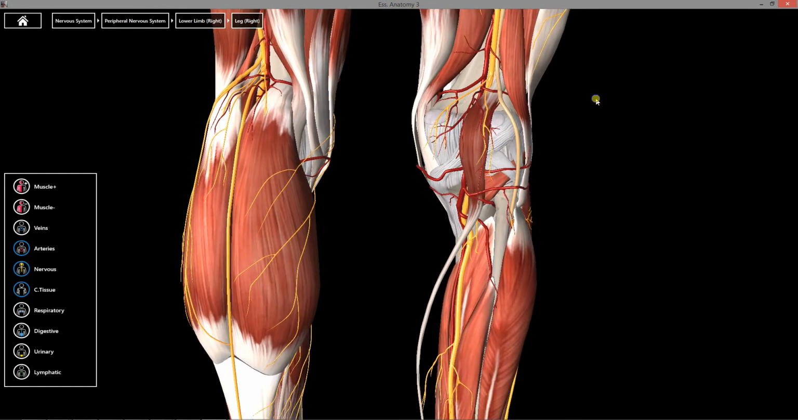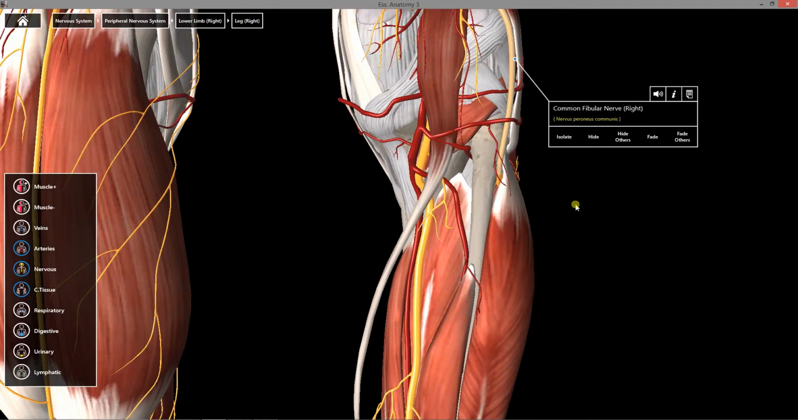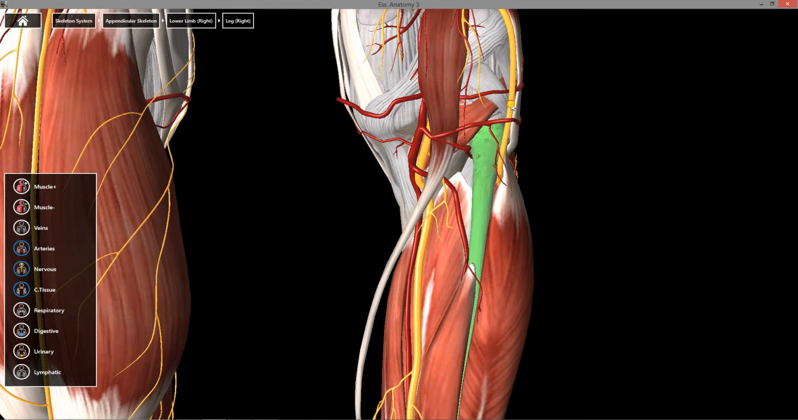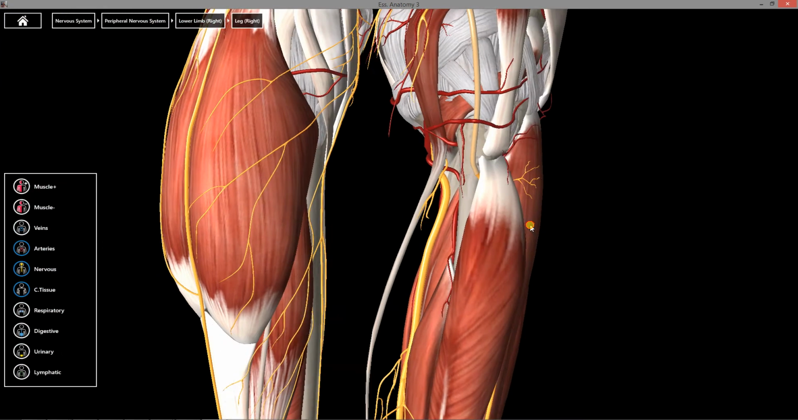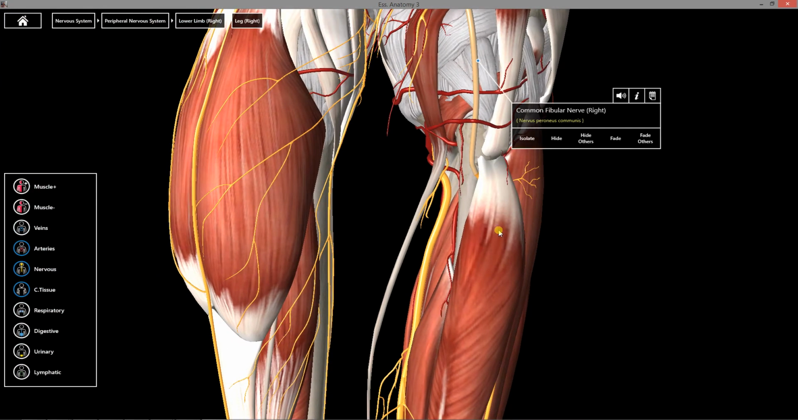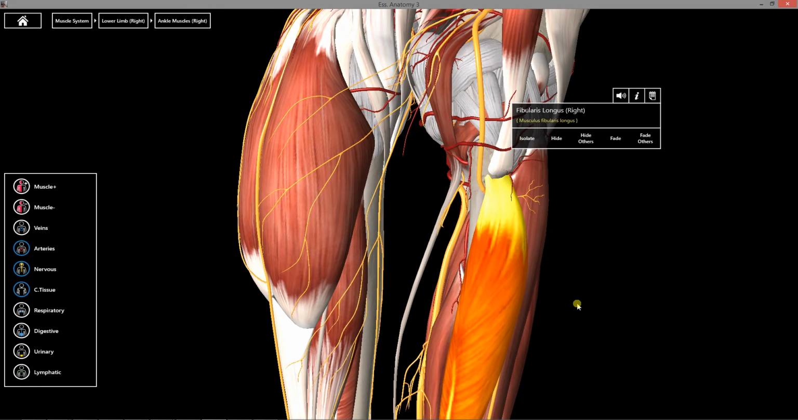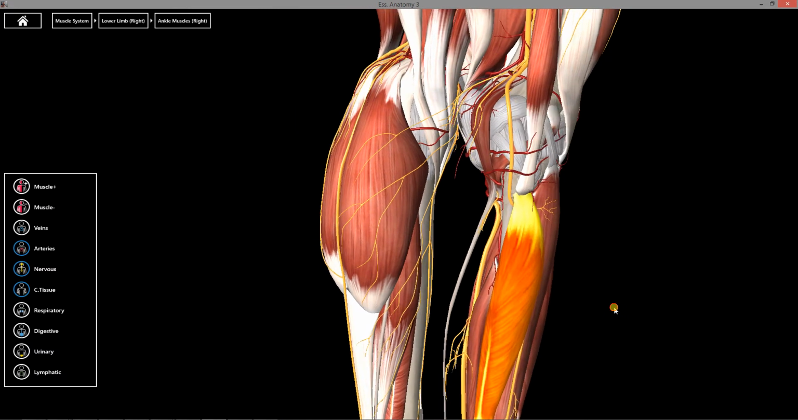So the common fibular nerve travels down and crosses anteriorly to the fibula. So here's the fibular nerve, the fibula. I'm just rotating to have a lateral look. It crosses anteriorly and deep to the fibularis longus, one of the muscles of the lateral compartment I've been talking about, and it innervates it along the way with the superficial peroneal nerve, which I'll show you here in a sec.